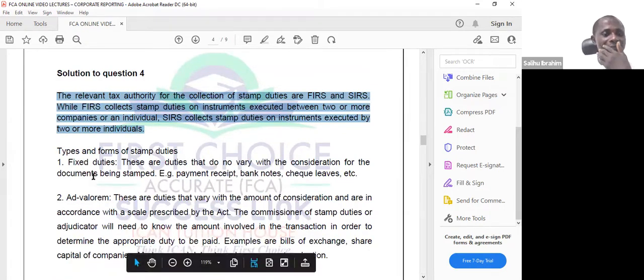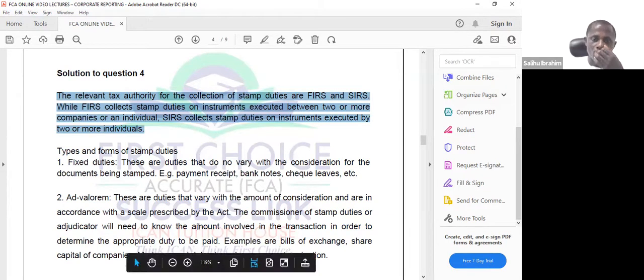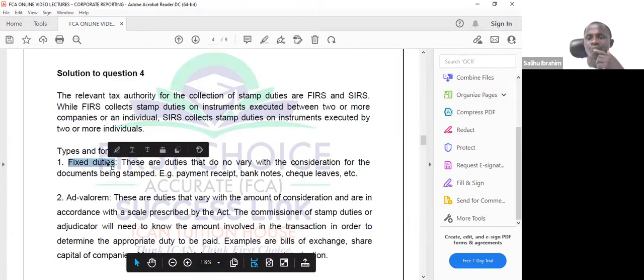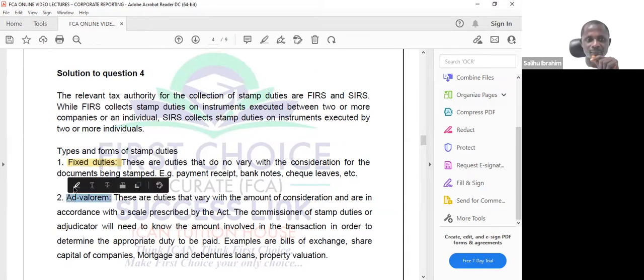This is about types and forms of stamp duties. What are the types of stamp duties we have? Basically, we have two types of stamp duties. Okay, we have the fixed duties, and we have the ad valorem duty. These are the two, fixed and ad valorem duties.